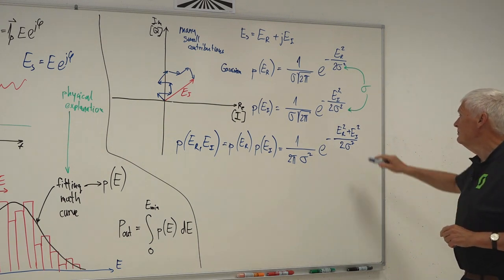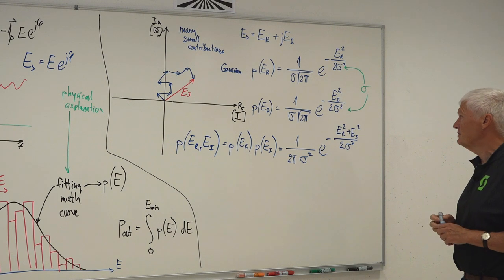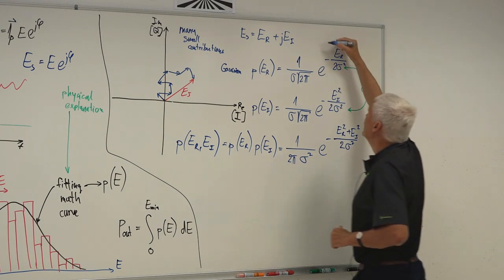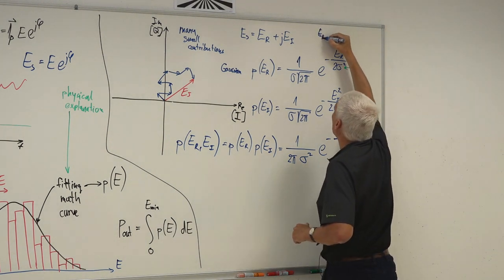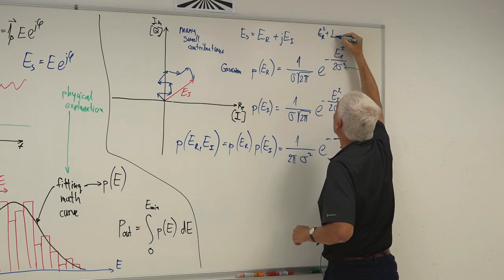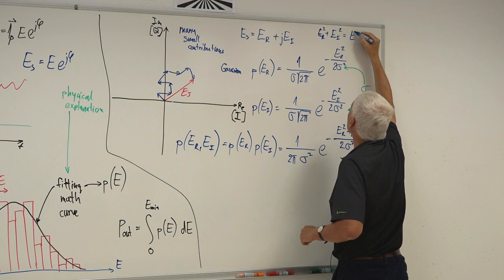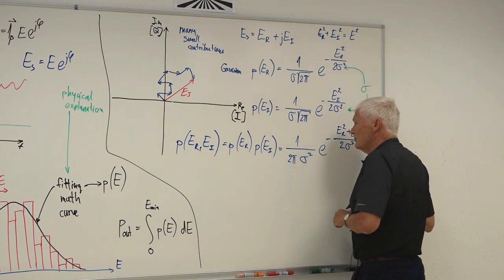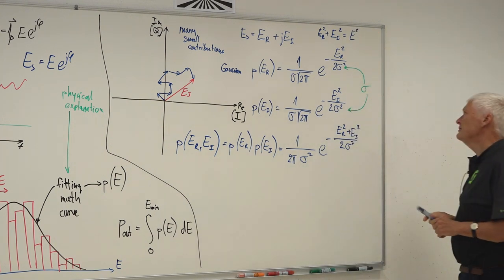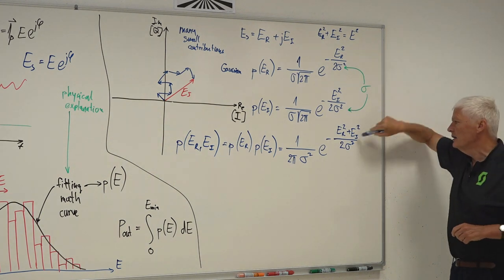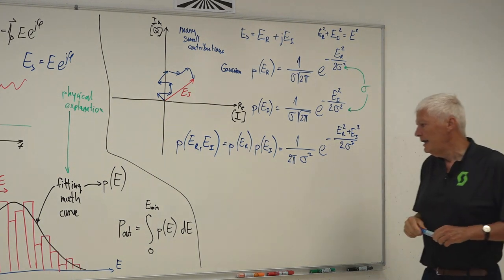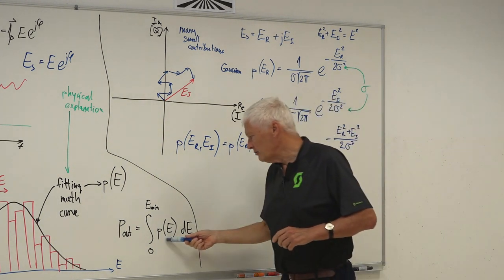Now let's think a little bit, what do these figures mean? So real part squared plus imaginary part squared is just the electric field squared without the phase. So I can simplify this by plugging in here the actual electric field without considering the phase.